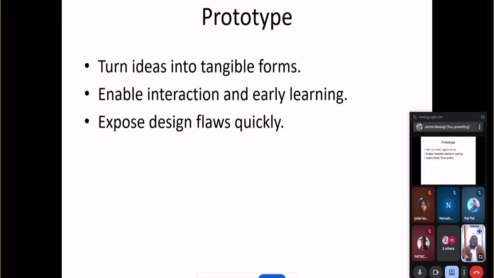So iteration can occur as you go from one innovation to the next one, or from one prototype, especially when you are testing, to the other one, when you make changes and you improve to get to the best solution for a problem. So this is where you get to see those design flaws and you improve on them.